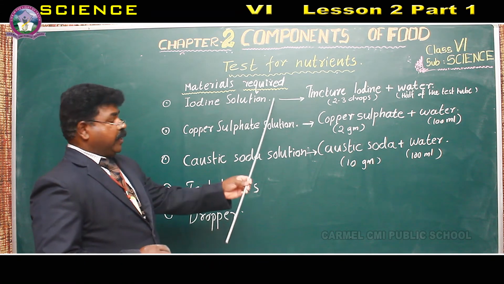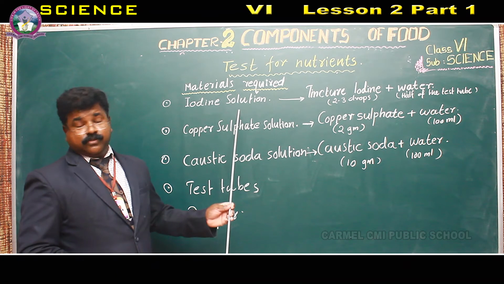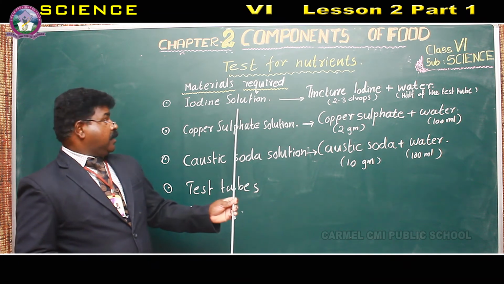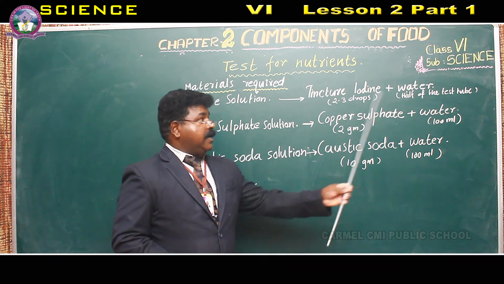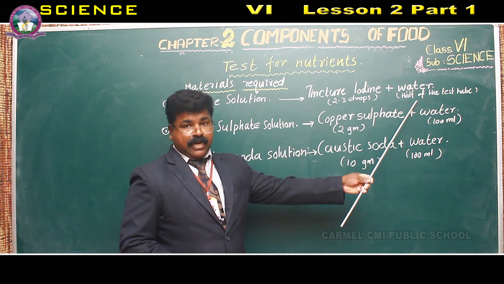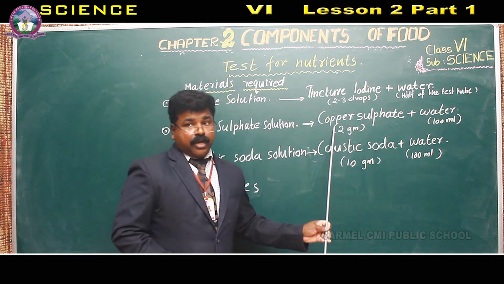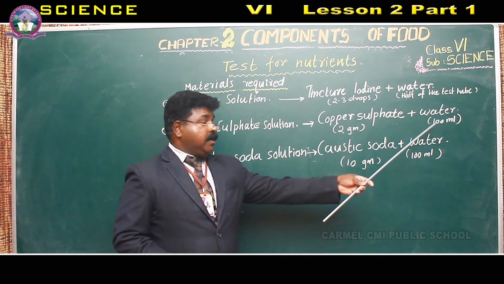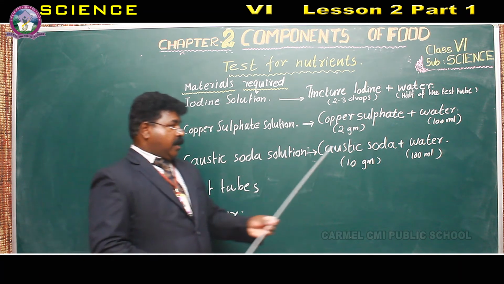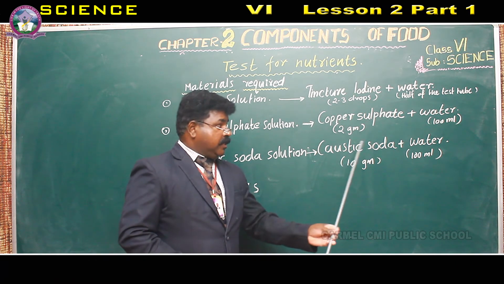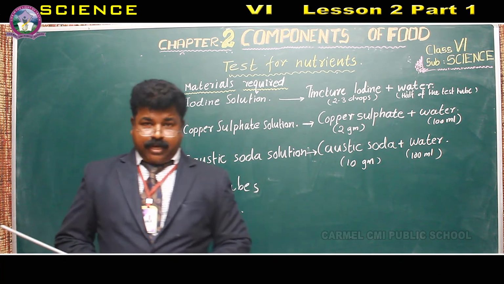Okay. So now we have prepared 3 solutions. One is iodine solution. What are the materials which we used to prepare iodine solution? 2 to 3 drops of tincture iodine, and half of the test tube containing water. Then copper sulfate solution, we need to dissolve 2 gram of copper sulfate powder in 100 ml of water. Then caustic soda solution, we need to take 10 gram of caustic soda and it should be dissolved in 100 ml of water. Now our solutions are ready for the test.